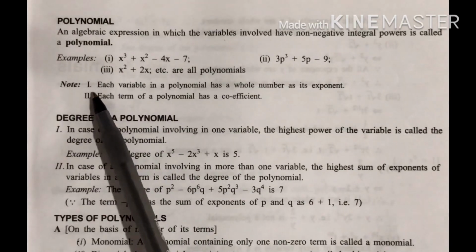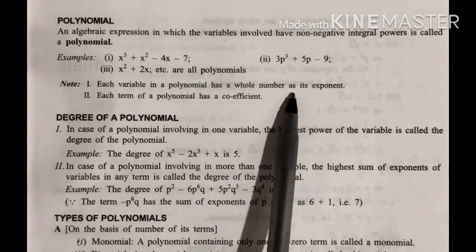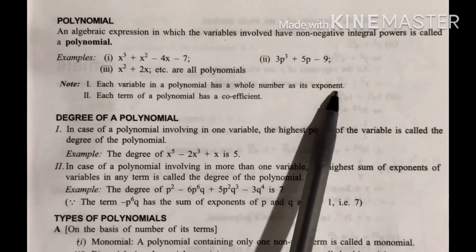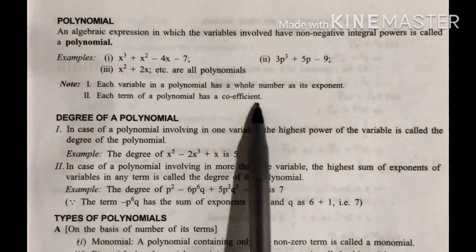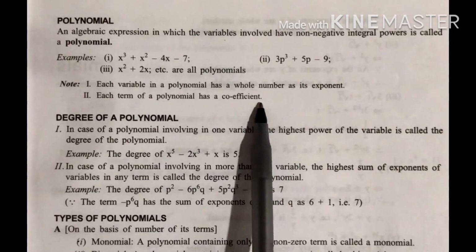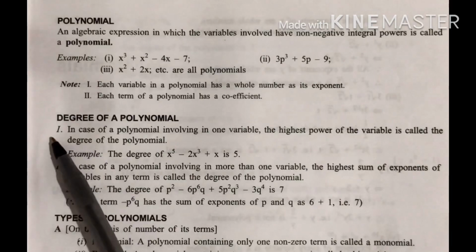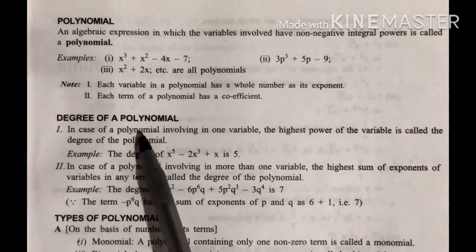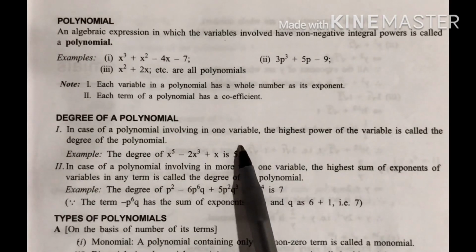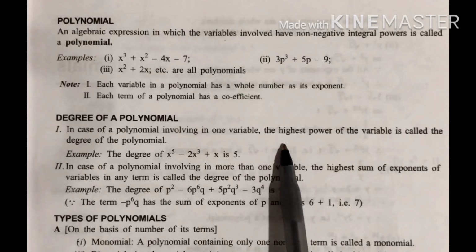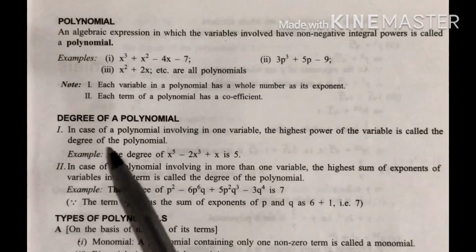Here you have to remember one thing. Each variable in the polynomial has a whole number as its exponent, so the power is always a whole number, and each term of a polynomial has a coefficient. Now the degree of a polynomial. First, in the case of a polynomial in one variable, if there is only one variable in a polynomial, in that case the highest power of the variable is called the degree of the polynomial.